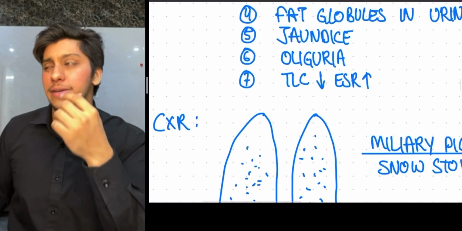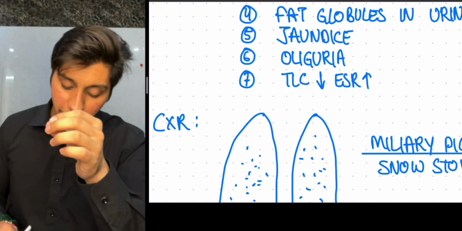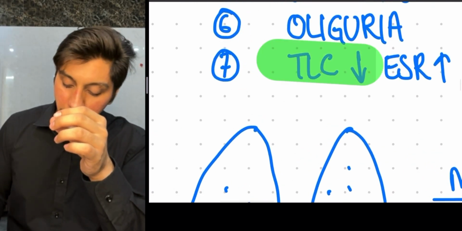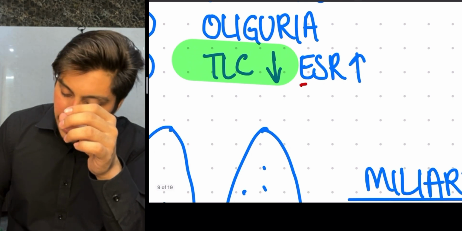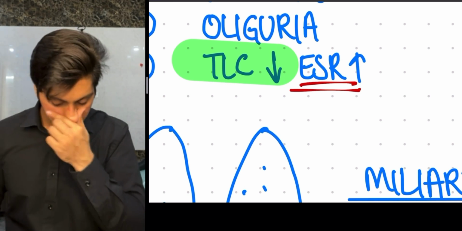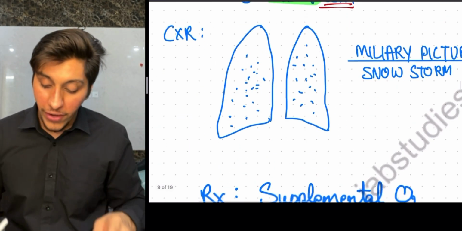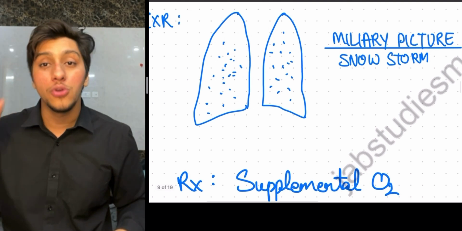Now, with such symptoms in which there is respiratory distress and coma, you can think about infection, but then when you do the TLC count, guys, you find the TLC is reduced and the ESR, which is the erythrocyte sedimentation rate, a marker for inflammation, is going to be elevated. All right? If you do the chest x-ray, guys, what you will find is a miliary picture, which is a snowstorm-like appearance.